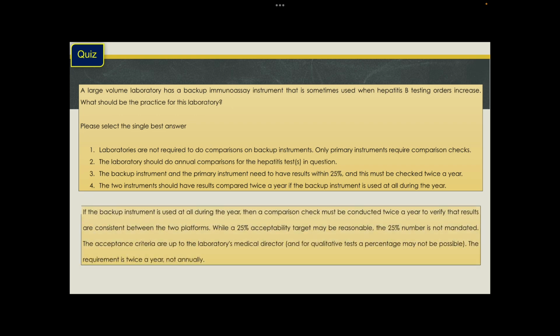If the backup instrument is used at all during the year, then a comparison check must be conducted twice a year to verify that results are consistent between the two platforms. While a 25% acceptability target may be reasonable, the 25% number is not mandated. The acceptance criteria are up to the laboratory's medical director, and for qualitative tests a percentage may not be possible. The requirement is twice a year, not annually.